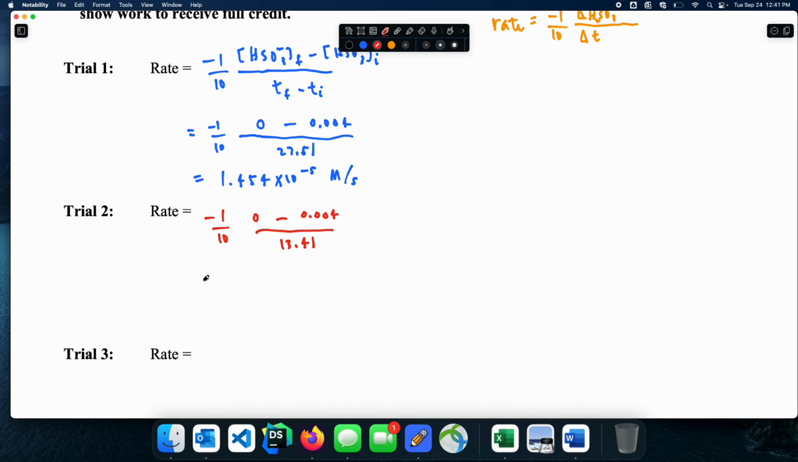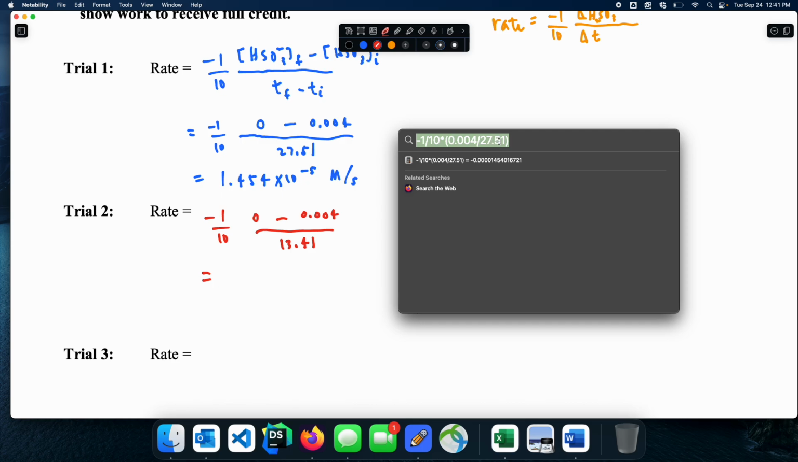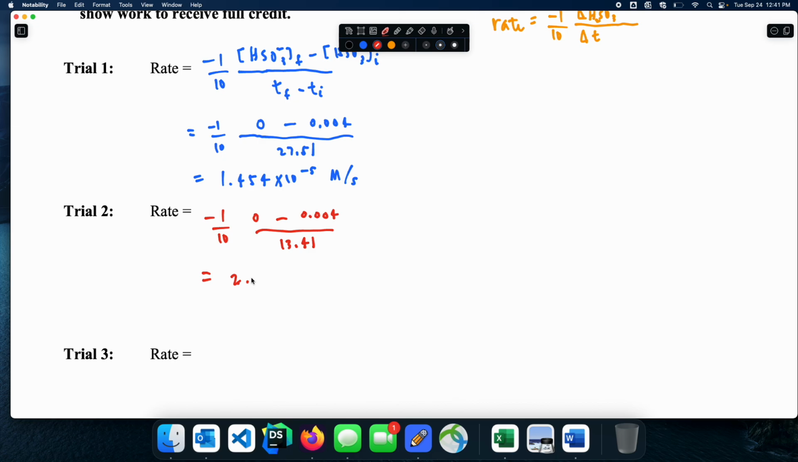Okay, and so that's going to be equal to... I might still have that number. I do. Look at that. I still have the same number in my calculator. So I'm just going to get rid of that and say 13.41. And it's 2.983 times 10 to the negative 5, which is 2.983 times 10 to the minus 5 molars per second.